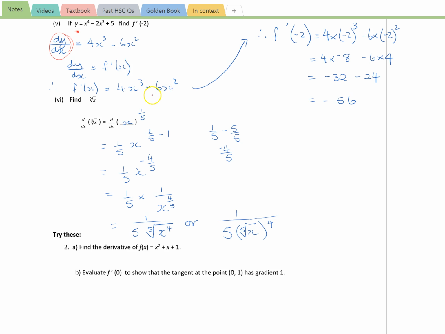Again, this is why we revised indices. Now once I've written it in this format, it's very easy to differentiate. 1/5 x to the 1/5 minus 1, and so on. When we get here to the answer, there's actually two ways that it can be written. And you might choose to give both. I'll stop the video there and do the rest in another video.